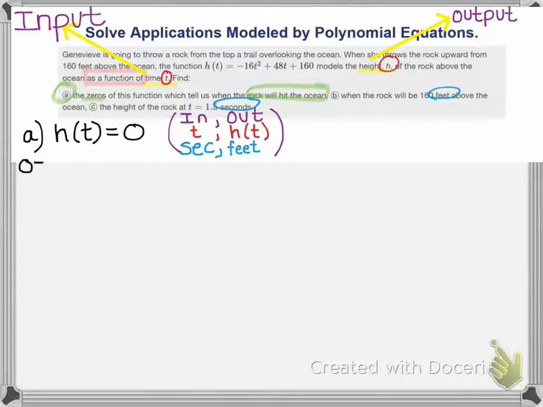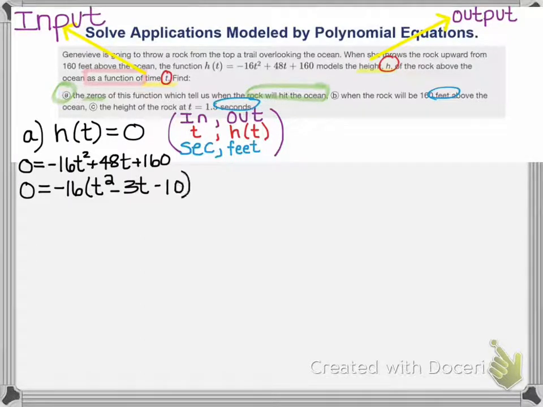So I get 0 equals negative 16t squared plus 48t plus 160. Then what I want to do is factor out a GCF. You'll notice my GCF here is negative 16. Anytime your leading coefficient is negative, you want that negative sign to be part of your GCF. Since I factored out a negative 16, notice how it changes the signs of the polynomial that's left over in parentheses. So now I have negative 16 times the trinomial t squared minus 3t minus 10.